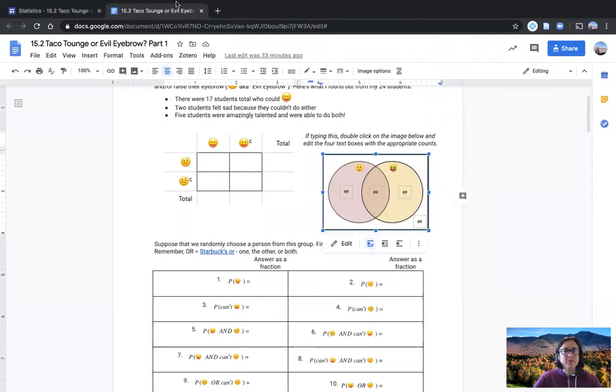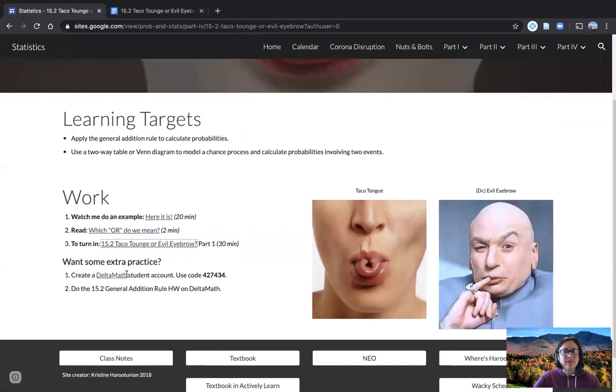Additionally, if you want even more extra practice, you can go over to Delta Math and use this code 427434, and that's going to enroll you in my class. Make sure you pick the probability and statistics one, not the AP stats one. And then there's an assignment 15.2 general addition rule homework that you can do. And what's nice about Delta Math is you put in your answer and then it will give you feedback instantly about whether or not you got it right. So you can do a bunch of practice with Venn diagrams and two-way tables if you are feeling up for it.